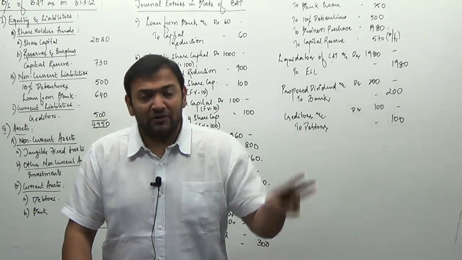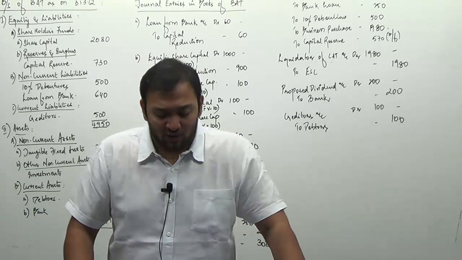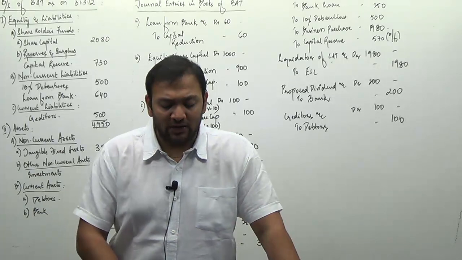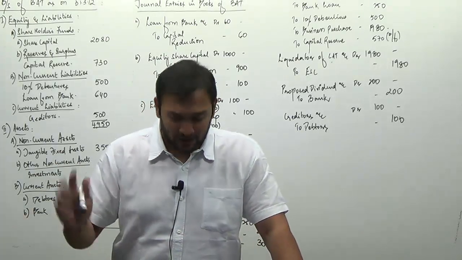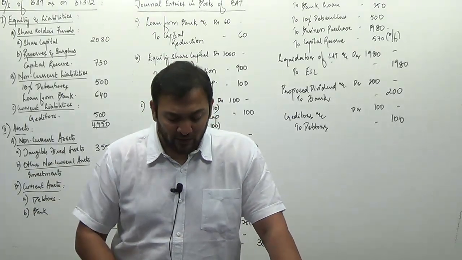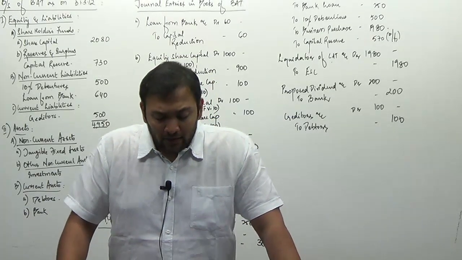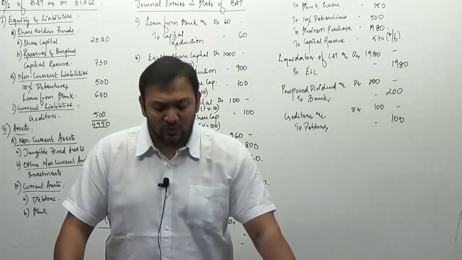Stock in debtors, only for the purpose of takeover, is 5% less than the book value. They are paying 10% equity dividend, and the preference dividend is already being paid off. So we have to pay the equity dividend. Now, if you check the transactions, X will absorb Y.